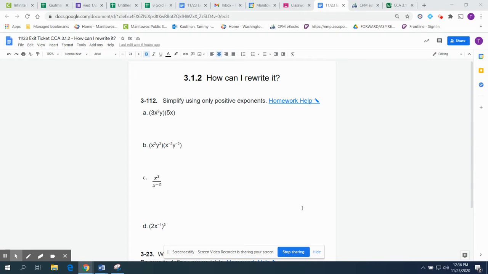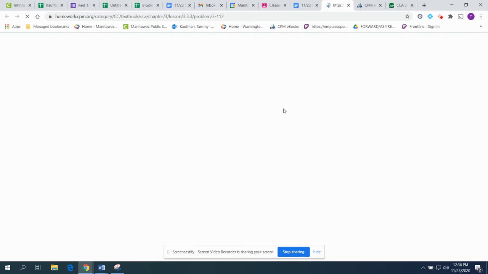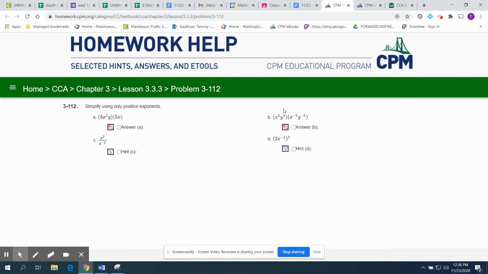Today's exit ticket has you practicing again the exponent rules. I picked out ones that have a homework help link to it. So I'm going to show you, just remind you about the homework help link. For example, the first one, if you don't remember, take those numbers and multiply them, and then the x squared and x to the 1, group those in the y, it actually gives you the answer.